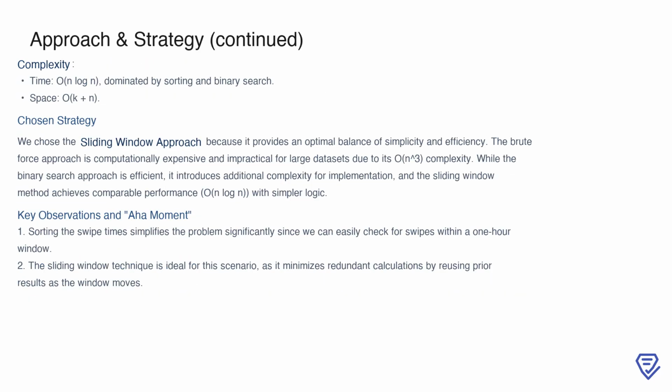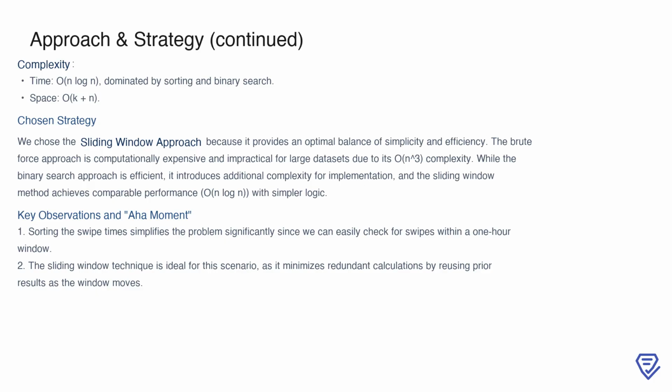The sliding window technique was chosen as the optimal strategy because it strikes the best balance between simplicity and efficiency. The brute force approach, while easy to implement, is prohibitively slow for larger datasets due to its O(n cubed) time complexity. On the other hand, the binary search approach, though efficient, is slightly more challenging to implement and does not provide a significant advantage over the sliding window method in terms of performance. With a time complexity of O(n log n), the sliding window approach achieves comparable efficiency to binary search but with simpler logic, making it easier to maintain and debug.